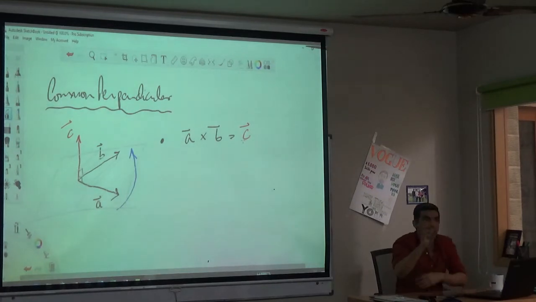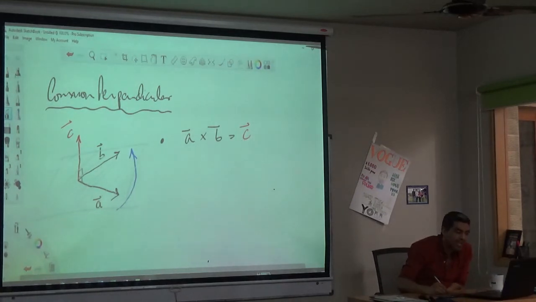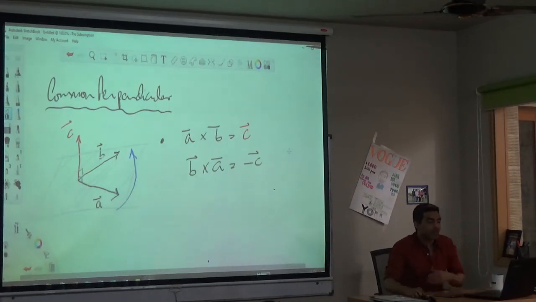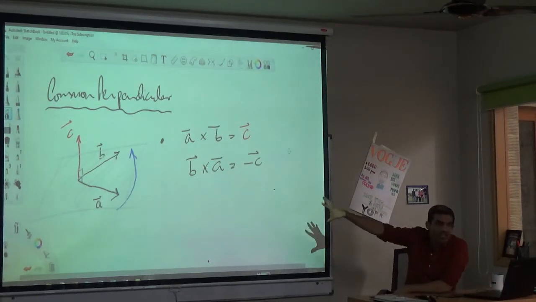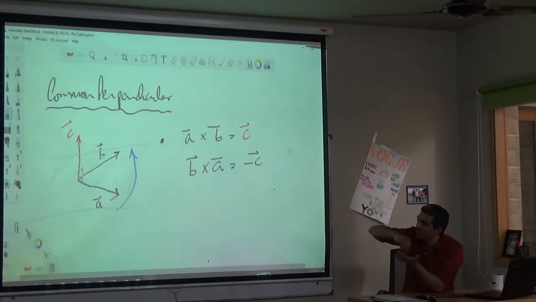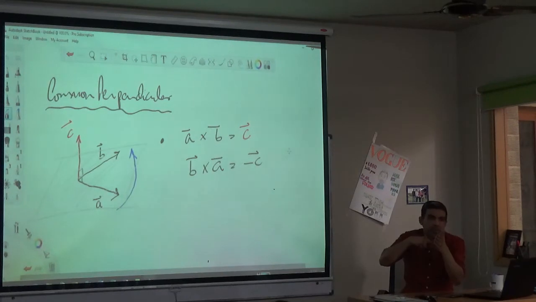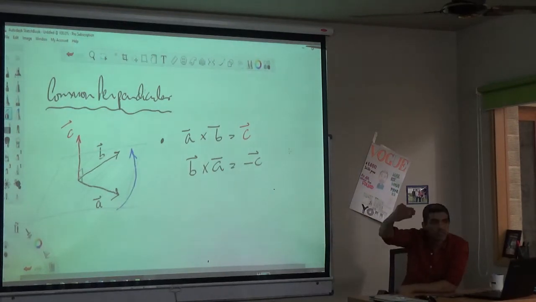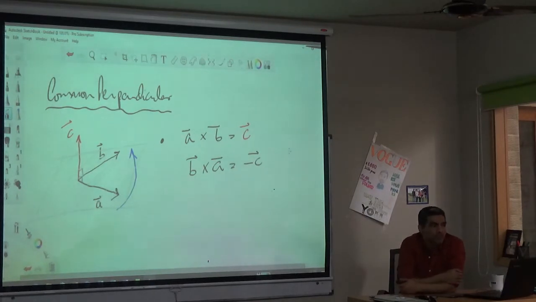Not a huge difference, but yes, there is a difference. The difference is this: if A cross B is a C, then B cross A is a negative C. If A cross B yields a vector that is coming out of the plane, then B cross A would result in a vector that would go into the plane. Like if this is coming out of the screen, that will go into the screen. It would be directly opposite to this direction.